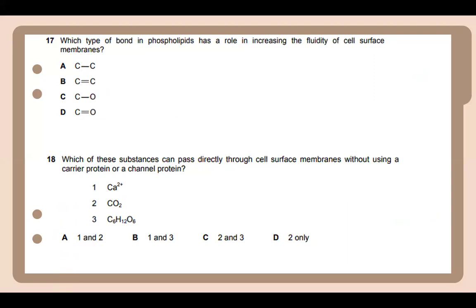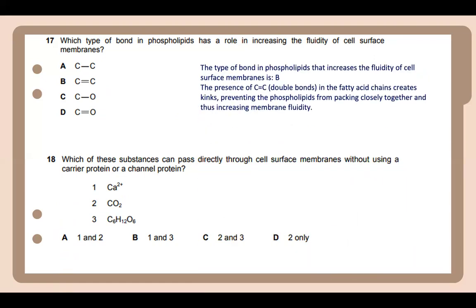Which type of bond in phospholipids has a role in increasing the fluidity of the cell surface membrane? The type of bond in phospholipids that increases the fluidity of the cell surface membrane is B, because the presence of a double bond in the fatty acid chain creates kinks, preventing the phospholipids from packing closely together and thus increasing membrane fluidity.